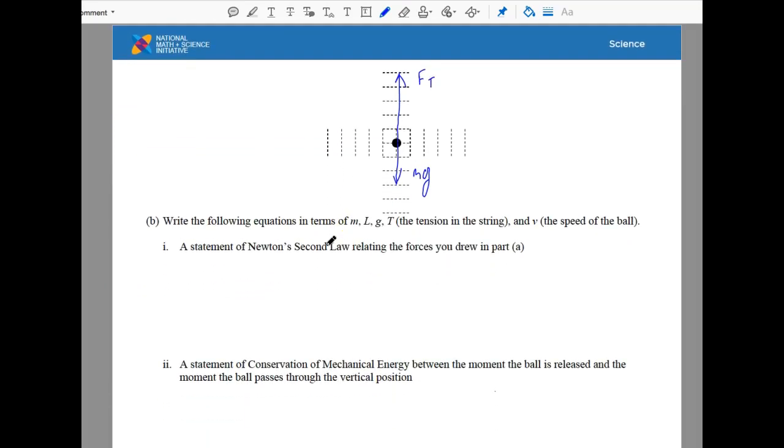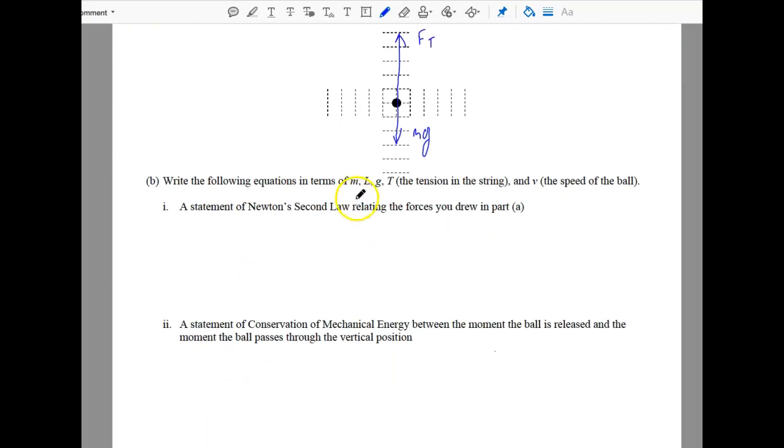In this one, they want us to write an equation in terms of m, L, g, T, and v. So we can't use any other letters in those. They want us to do Newton's second law. So remember, that is just the sum of the forces is equal to, and remember, because this is moving in a circle, it's got to be m a_c. So let's look at all the forces. We're going to say that up is positive.